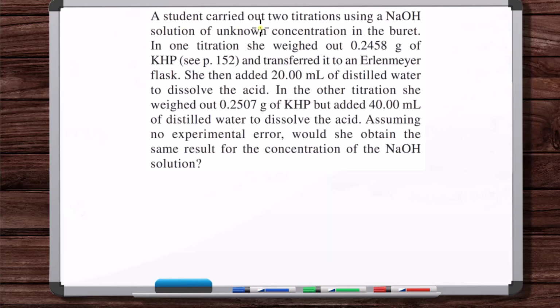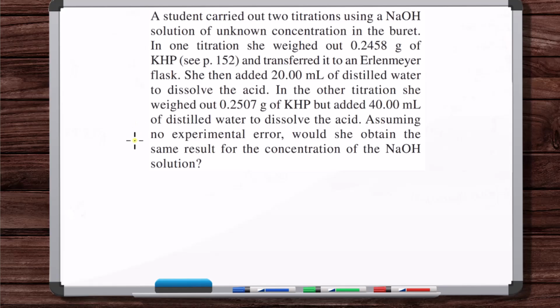A student carried out 2 titrations using a sodium hydroxide solution of unknown concentration in the burette. So it's this same type of titration we just talked about. In one titration, she weighed out 0.2458 grams of KHP and transferred it to an Erlenmeyer flask. She then added 20 milliliters of distilled water to dissolve the acid. In the other titration, she weighed out 0.2507 grams of KHP, but added 40 milliliters of distilled water to dissolve the acid. Assuming no experimental error, would she obtain the same result for the concentration of the sodium hydroxide solution?